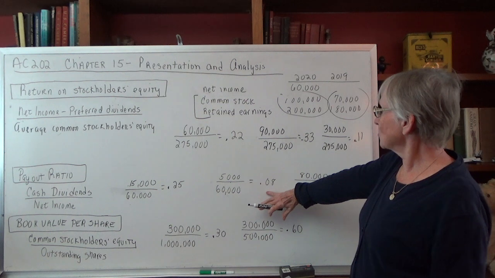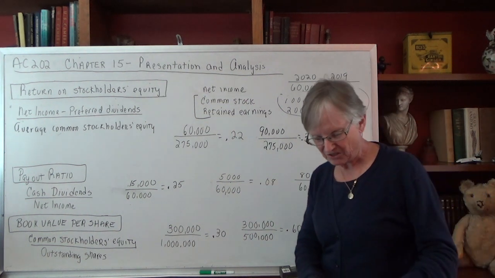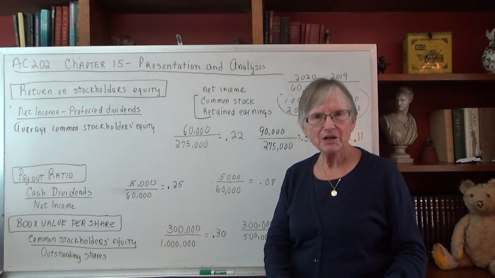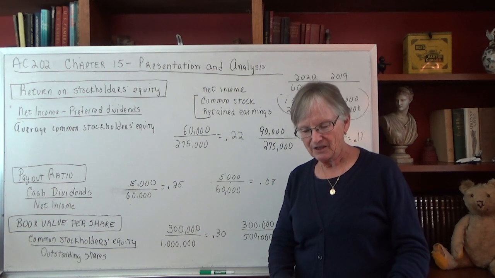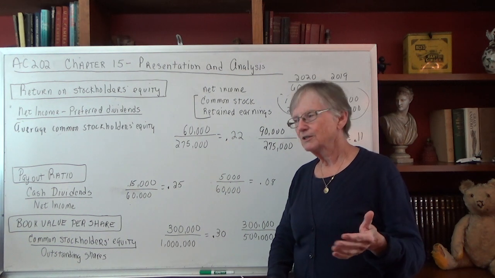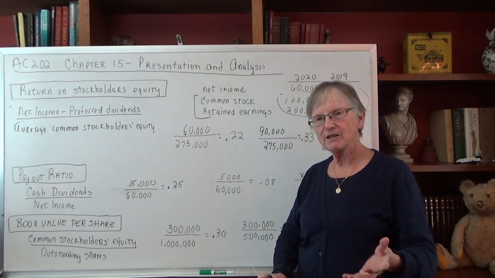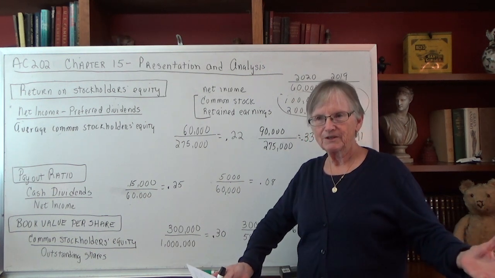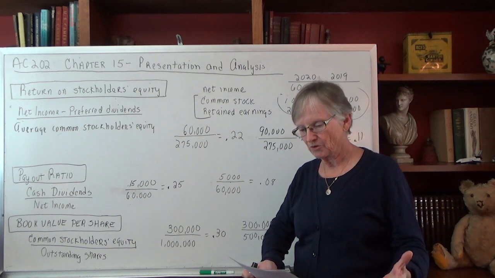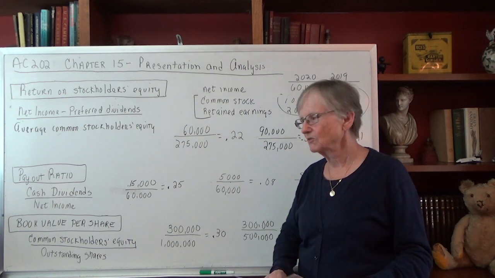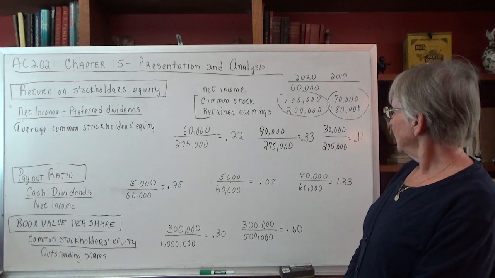So you've got a much lower payout ratio. Is that necessarily a bad thing? Not necessarily, because it could mean that the company is putting its resources back into the company, maybe buying more assets, maybe doing more research and development, doing other things with the money than paying it out as dividends to the stockholders.